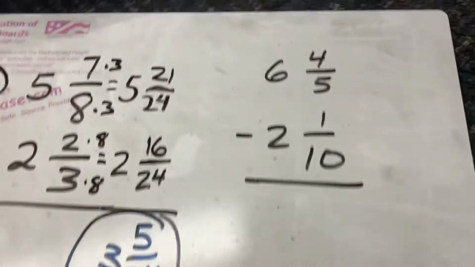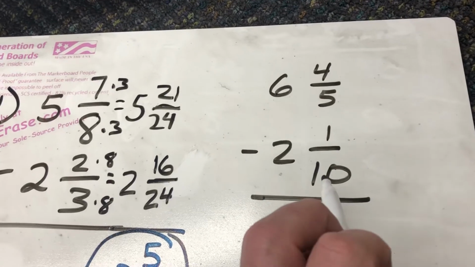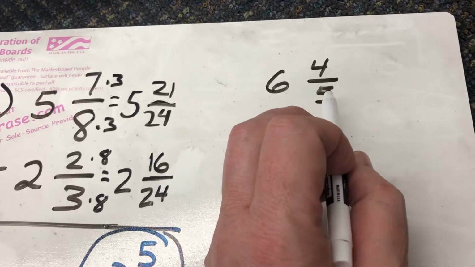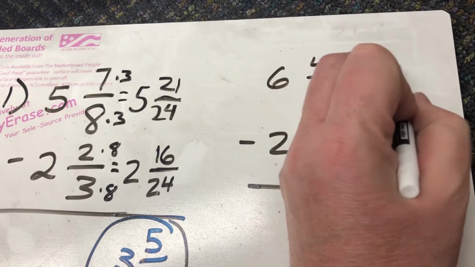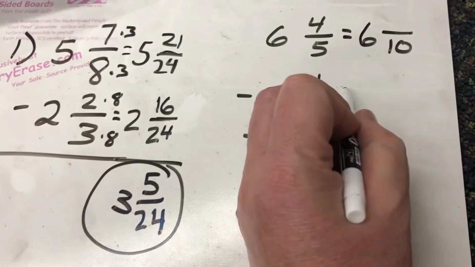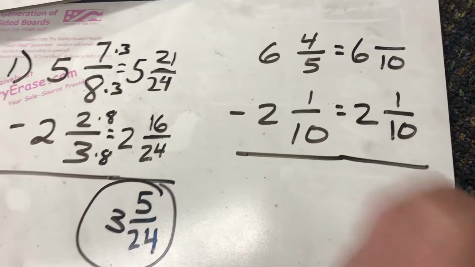Now, 6 and 4/5 minus 2 and 1/10. I'm looking for that common denominator. Well, 10 times 1 is 10. And I know that 5 times 2 is 10. So 10 is the number I want to use. This is going to become 6 and something over 10. And since I'm using 10, my 2 and 1 over 10 is just going to stay the same.